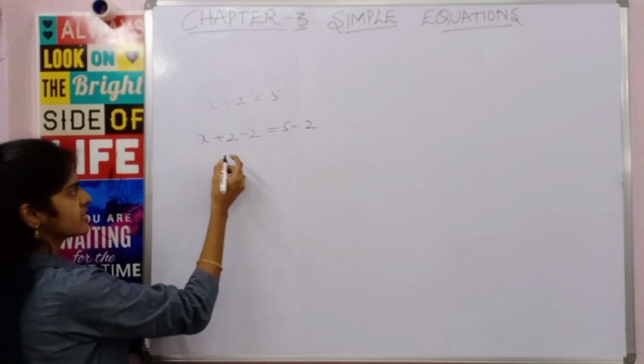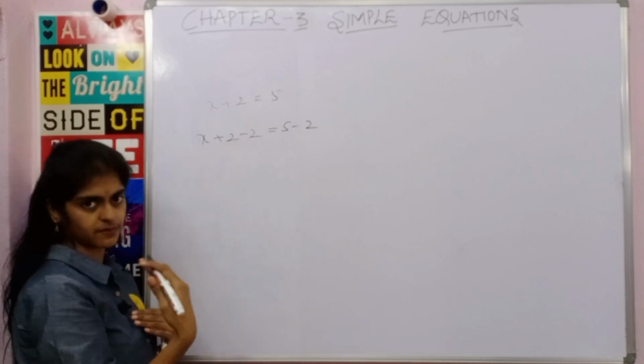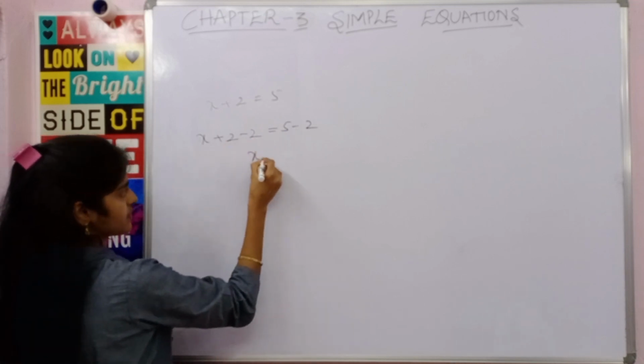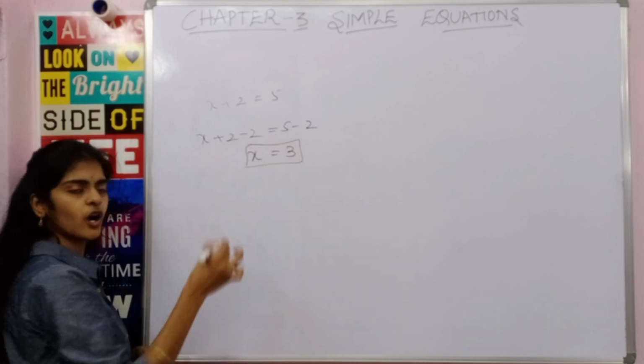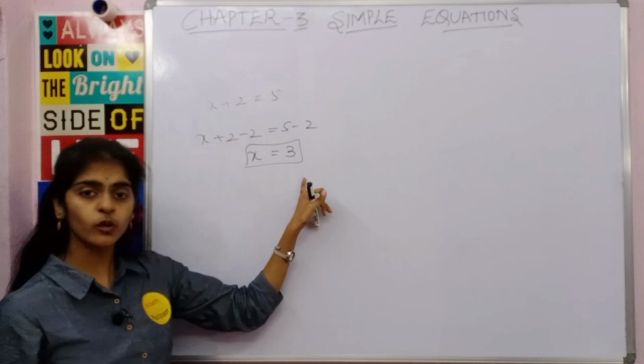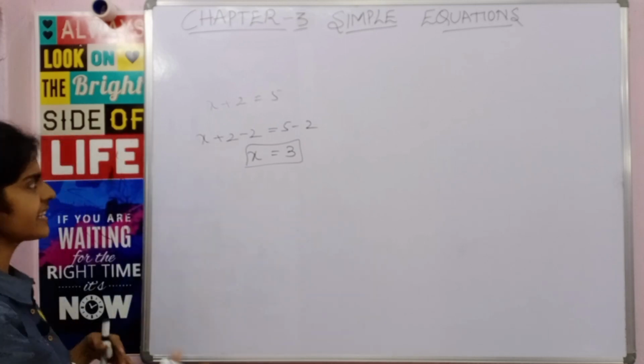Clear? So now you can see plus 2 minus 2 becomes 0. So x plus 0 is nothing but x. So x equal to 5 minus 2 is 3. So you got x equal to 3. Clear? Now let us take another example.